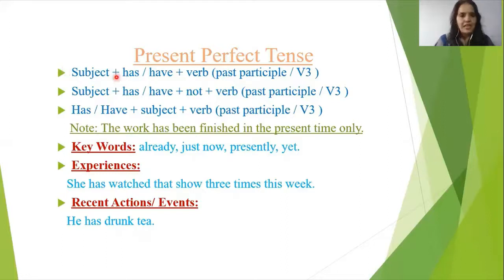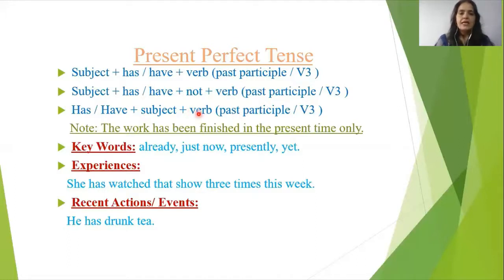Subject plus helping verb plus main verb. And yes, this is important. What main verb will we use here, students? Third form of the verb. We will use third form of the verb. And if the sentence is negative, then we will use has not and have not. We will use not after has and have. Otherwise, the simple thing, third form of the verb. Same in interrogative, these helping verbs will come in the beginning and the rest. First of all, we will write has and have plus subject plus third form of the verb.